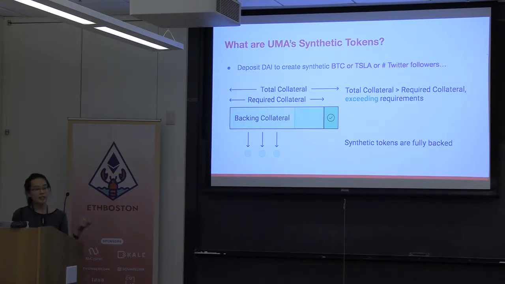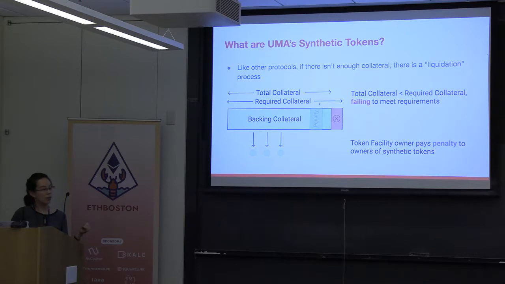Okay, so again, I said this is a lot like Maker CDPs. Naturally, the question is what happens when there's not enough collateral, when the total collateral is less than the required amount of collateral. And just like other protocols, there is a liquidation process associated with these custom synthetic tokens. So what I've just drawn here is that, let's say the total collateral, everything in here, is actually less than the required collateral. It's up to here. So you've got this shortfall in red.